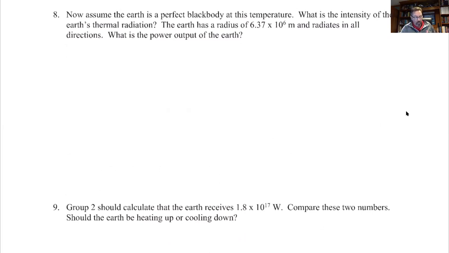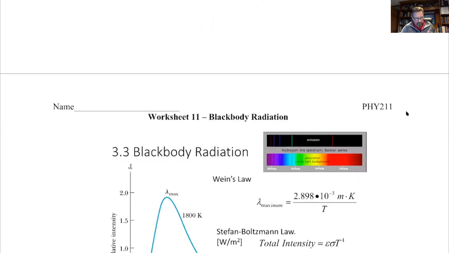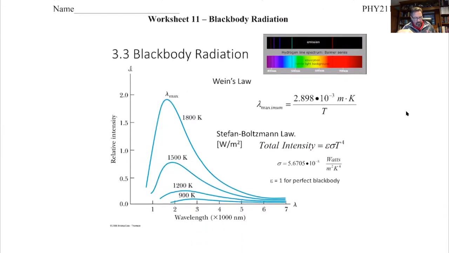Should we be seeing global warming or global cooling? And then talk about any differences. I also threw in, so you don't have to run for equations, the constant you need for Wien's displacement and the Stefan-Boltzmann constant for total intensity. So you don't have to go running for constants. You just need a calculator to do the work.